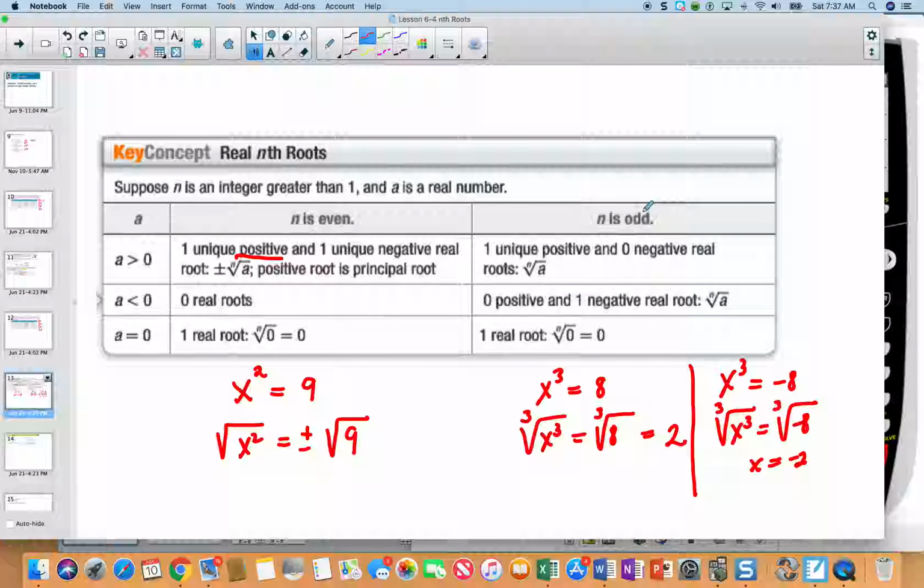Now let's talk about odd roots. So x to the third power equals 8. I'm going to take the third root on both sides, and you can see I'm going to get the number 2. So when a is positive, you're going to get one unique positive root for an odd power. Now, let's take a look at when you have negative 8. So x to the third power is equal to negative 8. If you take the cube root of both sides, you're going to get the answer negative 2. So this says when the number that you're taking a root of is negative, you're only going to get one negative real root. Now when it is 0, then you're just going to get the answer 0.